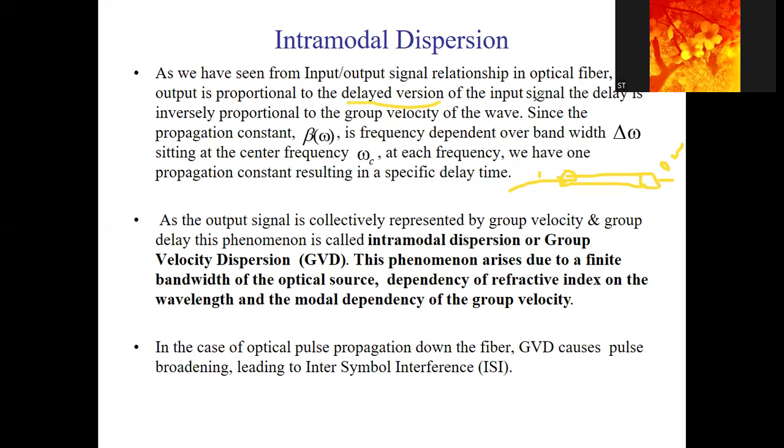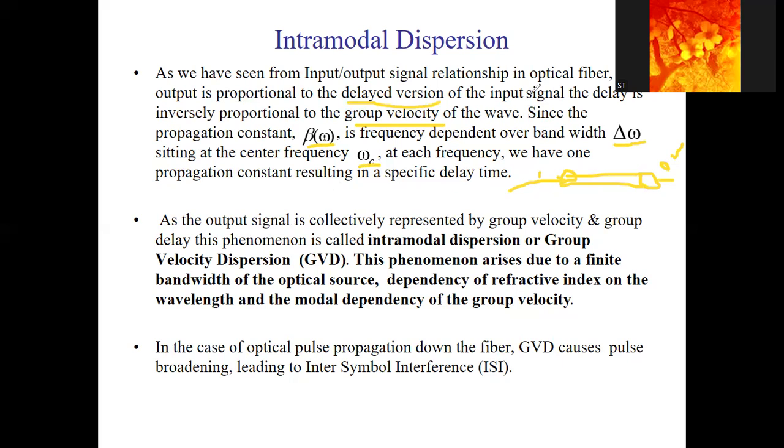Basically this delay is inversely proportional to the group velocity of the wave. In the last video I discussed the group velocity. Please refer to that to understand how this signal delay is because of the group velocity. Now there is one more parameter, the propagation constant, and this propagation constant is frequency dependent over a bandwidth of delta omega, where the center frequency is omega c. So we have one propagation constant resulting in a specific delay time.